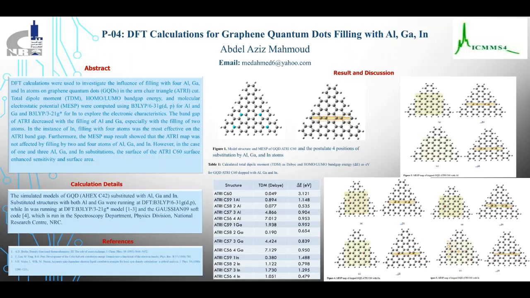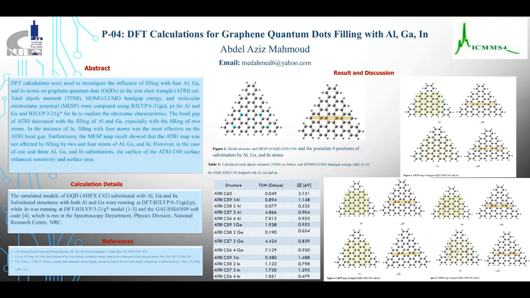Some descriptors were calculated for model molecules to study the effect of substitution. Such descriptors, including the total dipole moment, the highest occupied molecular orbital and lowest unoccupied molecular orbital bandgap energy, and the molecular electrostatic potential, were computed. To investigate the electronic properties, the B3LYP/6-31G(d,p) level for aluminum and gallium and the B3LYP/3-21G level for indium were used.